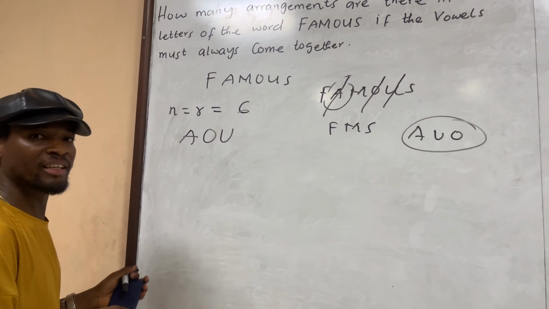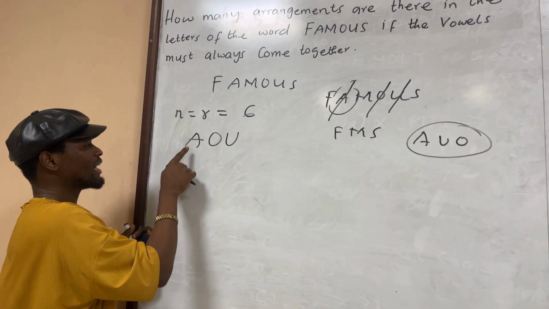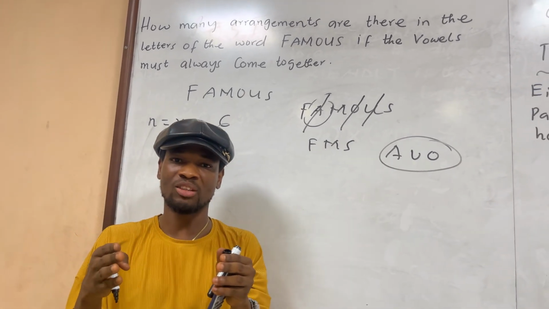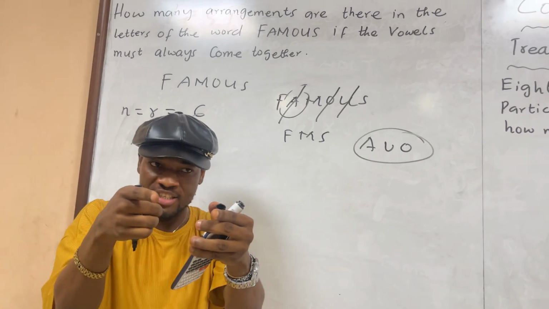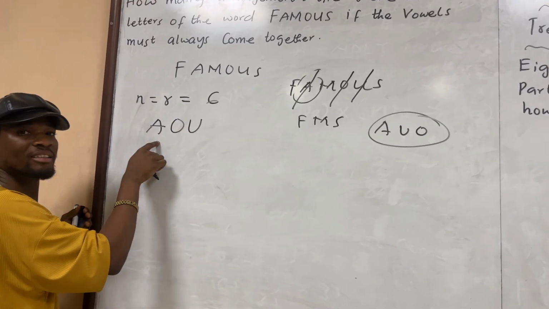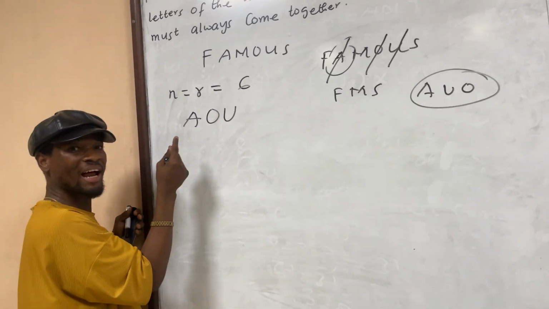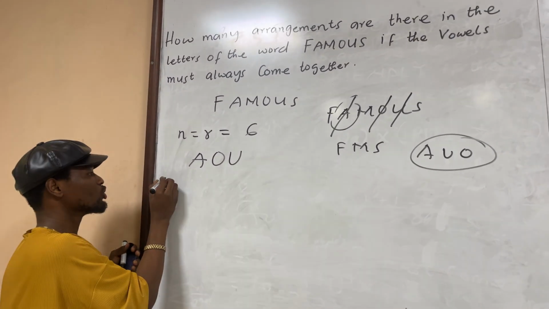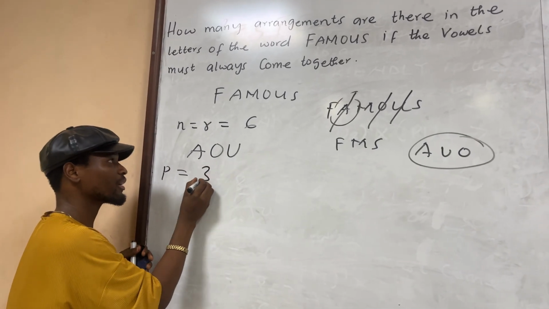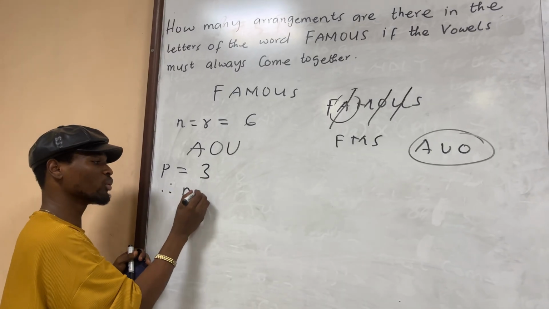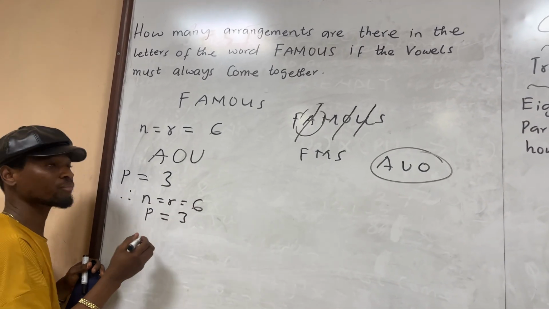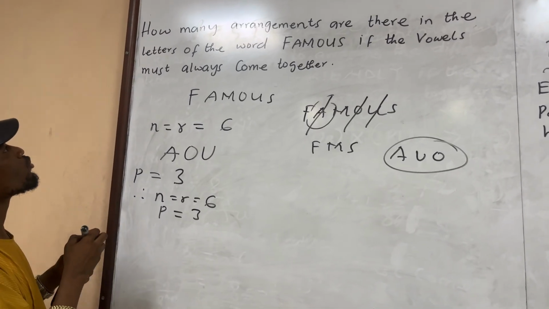Now let us count the number of letters we want to consider as a single unit. That becomes our P. So let P represent the letters coming together, being treated as one. Let's count: 1, 2, 3. So P is equal to 3. Therefore, n which is equal to r is equal to 6, and P is equal to 3.